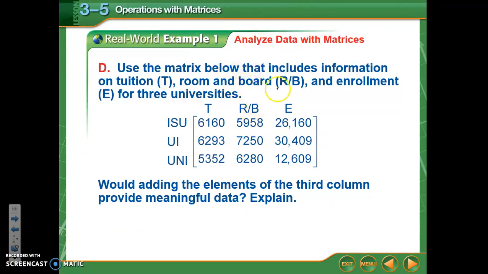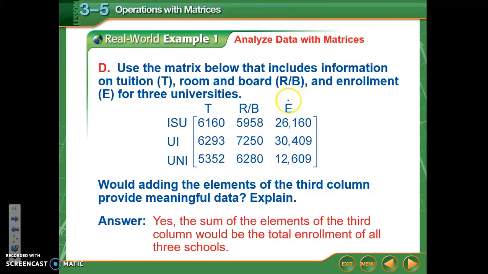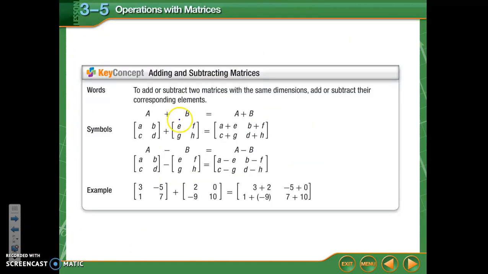Okay, and part D with the same matrix, would adding the elements of the third column provide meaningful data? In this case, yes, because the third column is all the same kind of number. It all is talking about the enrollment, or the number of students at the university. So that would give me the total enrollment of all 3 schools. I would just need to make sure that I knew that it was enrollment of 3 schools and not just one.